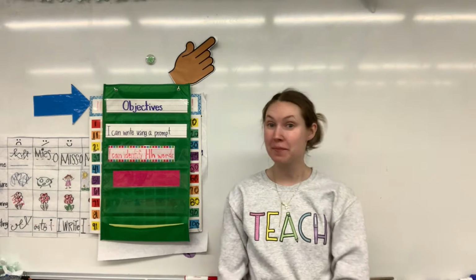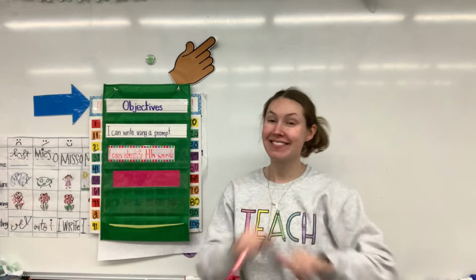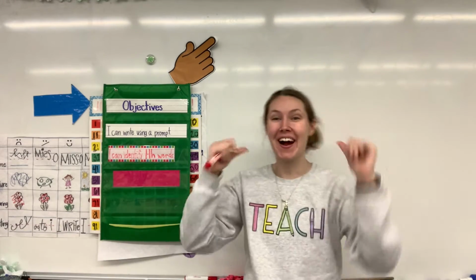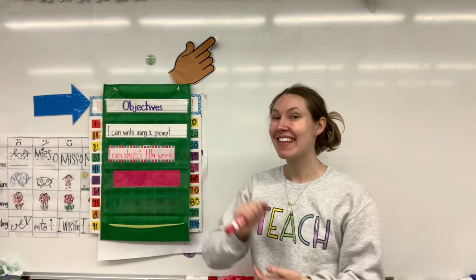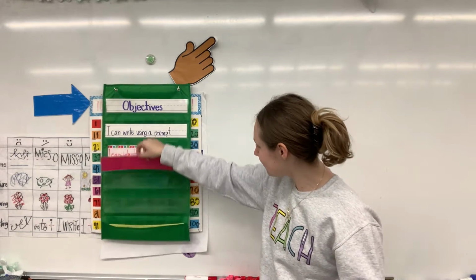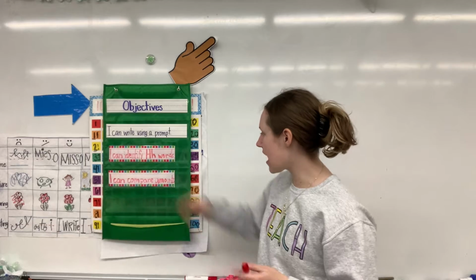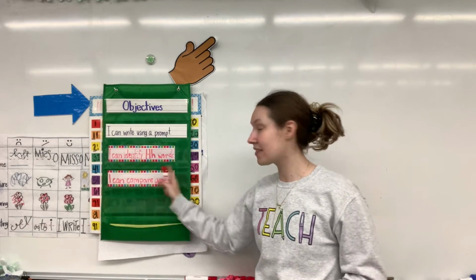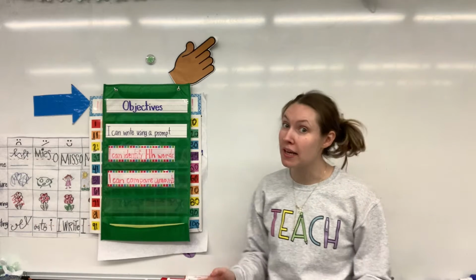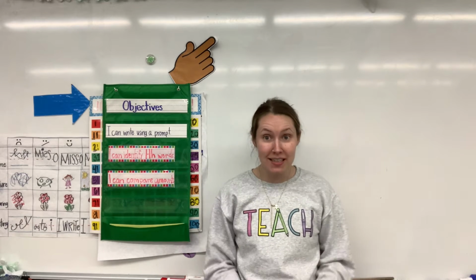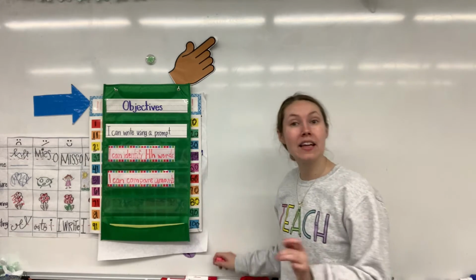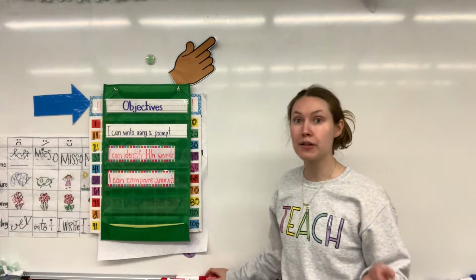So let's begin with our objective. I'll start and you repeat. Objective is what we are going to learn. Let's flip it over. It says I can compare amounts. So this is what we've been working on for the last few days. We're going to continue today. Today you can use some cubes, and then your homework is going to be on Class Dojo, okay?